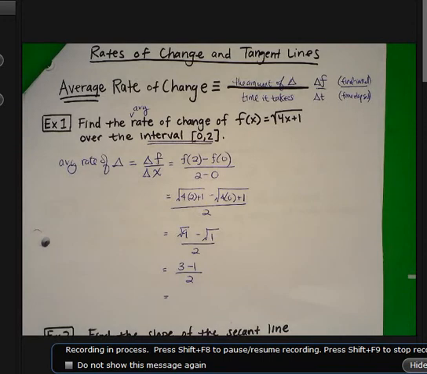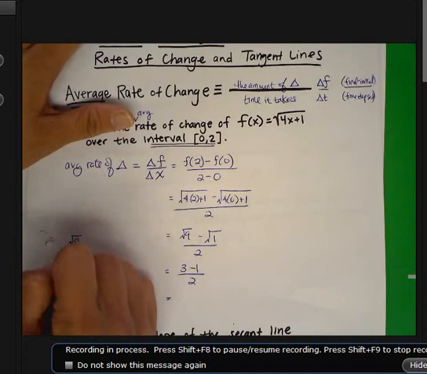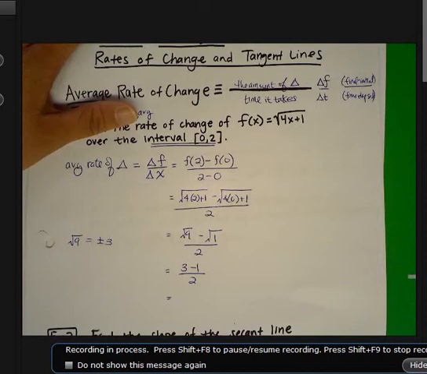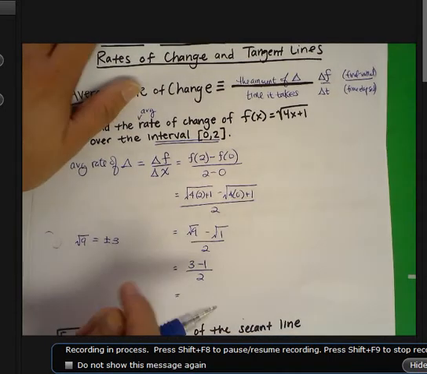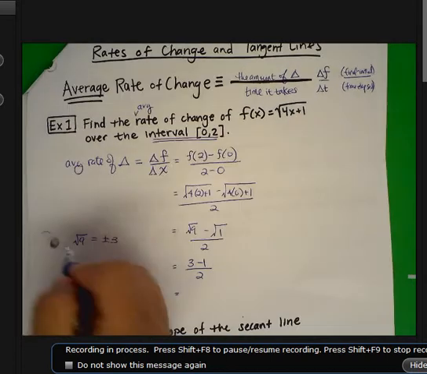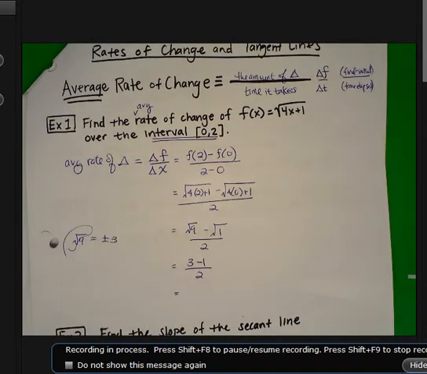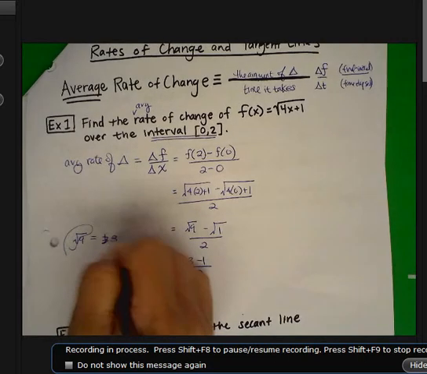That's a good question. Is the square root of 9 plus or minus 3? No. The square root is asking for the principal root. This function right here is asking for the principal root. There are two roots of 9, 3 and negative 3, but the square root sign is asking for the principal root, so it's just asking for the positive value.